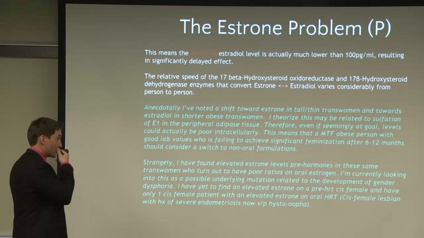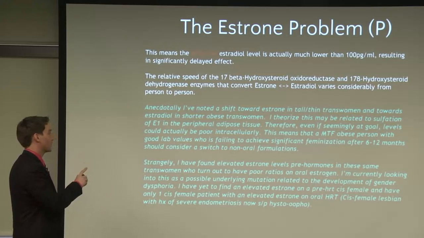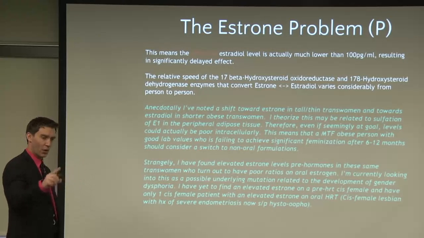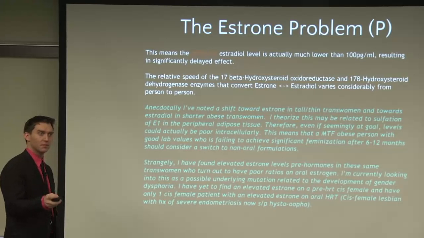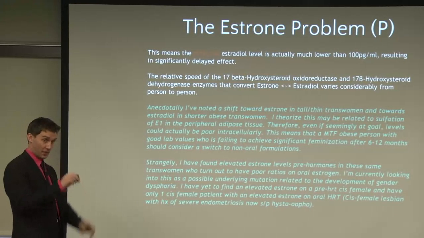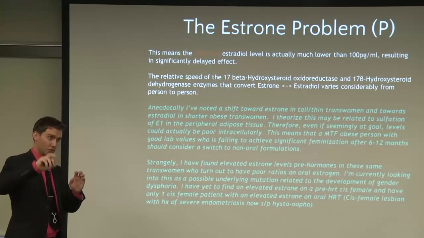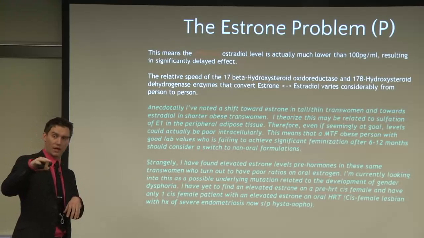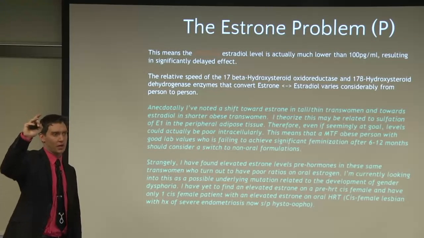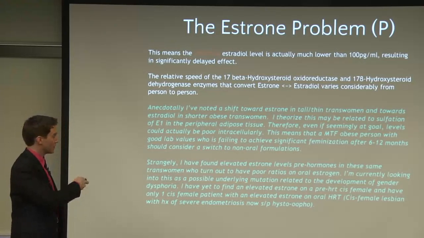What's really weird is that I have found elevated estrone levels in transgender women who later went on to have screwed up ratios in this problem before they started transitioning. Meaning their body was taking, when they had non-elevated levels of total estrogen. Their total estrogen is like borderline high or normal, but their estrone is high because they're shunting into this.